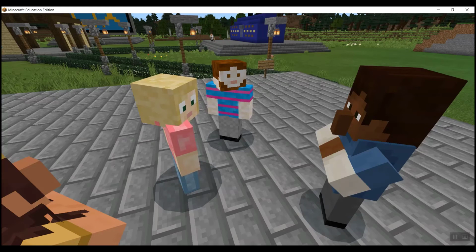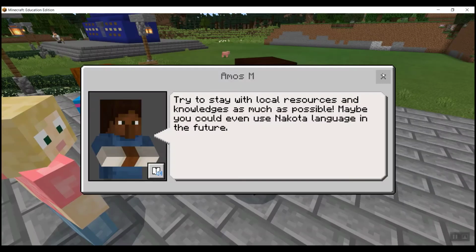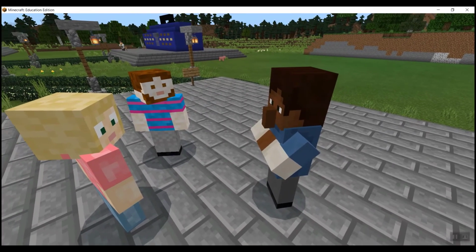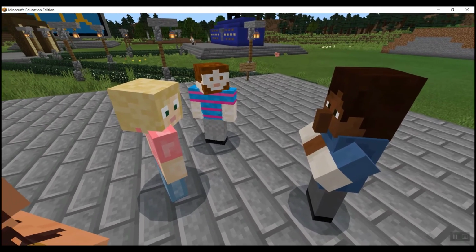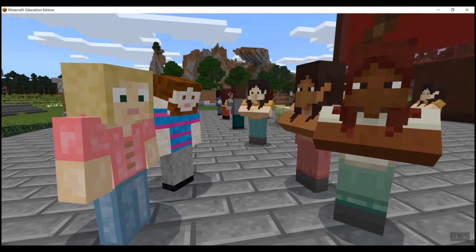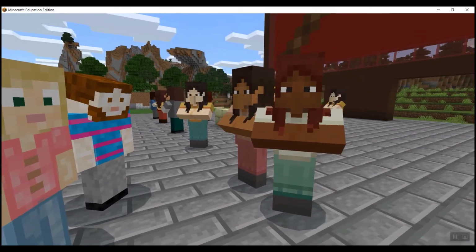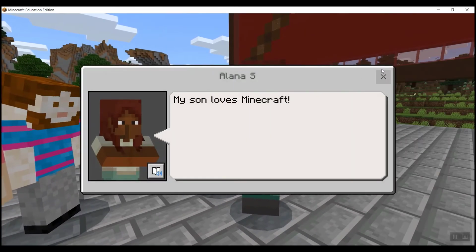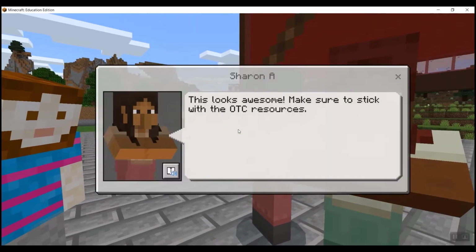He told us to keep using resources from the Office of the Treaty Commissioner, to try to stay with local resources and knowledge as much as possible, and encouraged us to try to incorporate Nakota language into our Minecraft world in the future. Right, and remember he also said that we should add a teacher's notes section with suggestions for responding to stereotypes or misconceptions that might come up in some of the lessons. It was also great to get some positive feedback from Sharon and Alana. They were excited to see what our students were building and encouraged us to stick with the OTC resources as well.